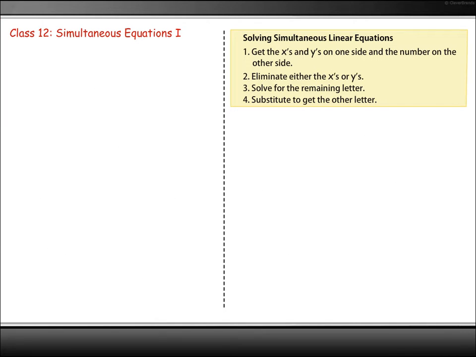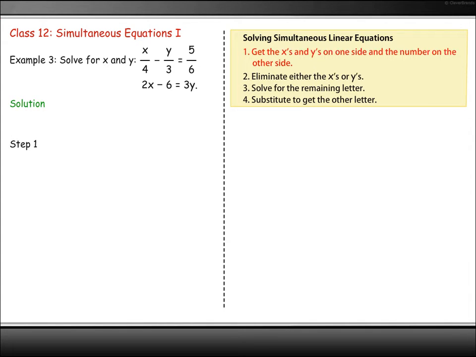Example 3. Solve the following simultaneous equations for x and y. Step 1. Get the x's and y's on one side and the number on the other. The first equation needs some work. Multiply across by 12 to get rid of the fractions. The first equation becomes 3x minus 4y is equal to 10. Rearrange the terms of the second equation to get 2x minus 3y is equal to 6. Call the equations 1 and 2.